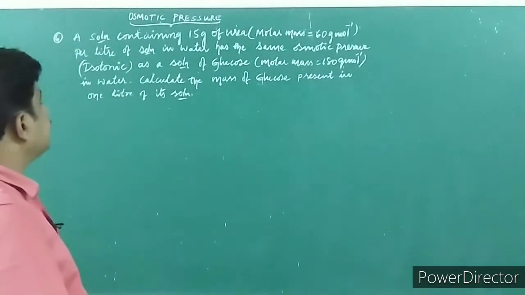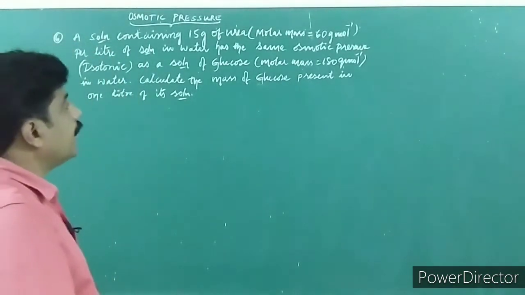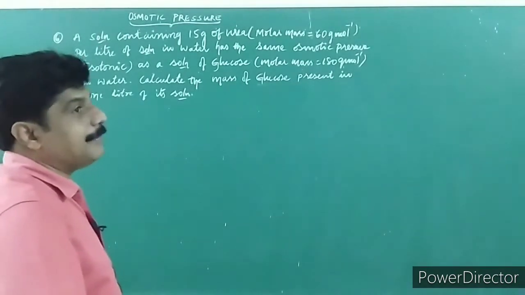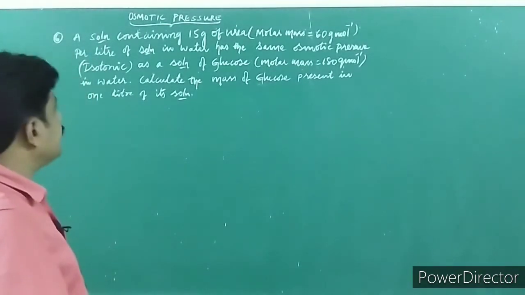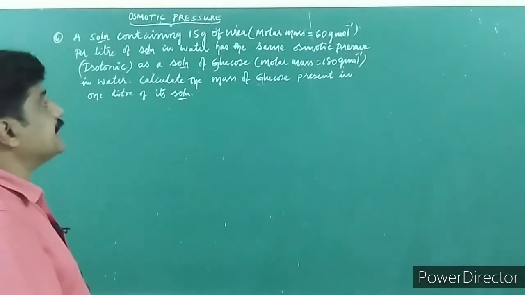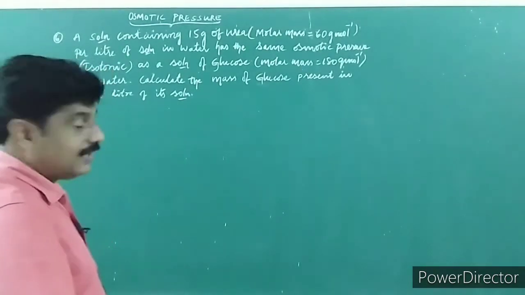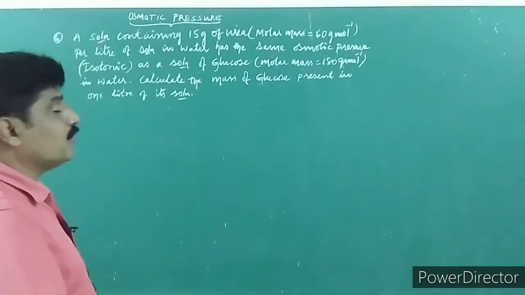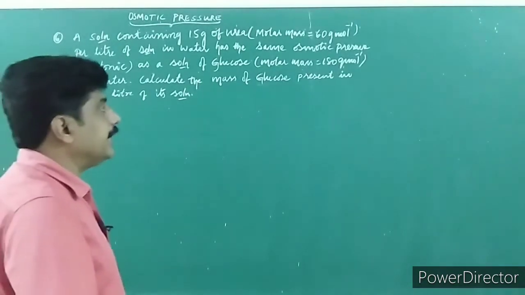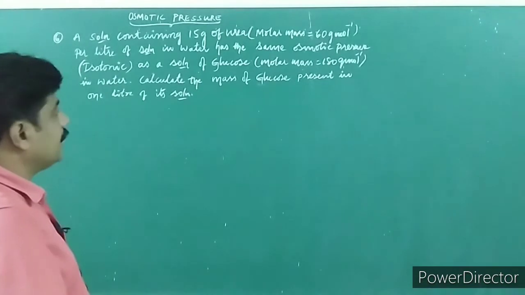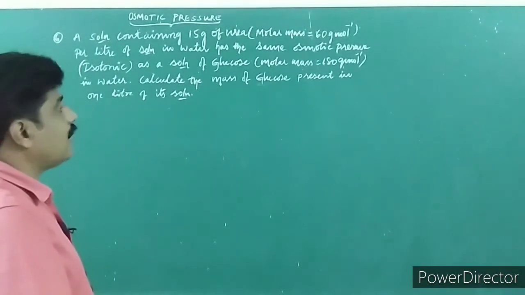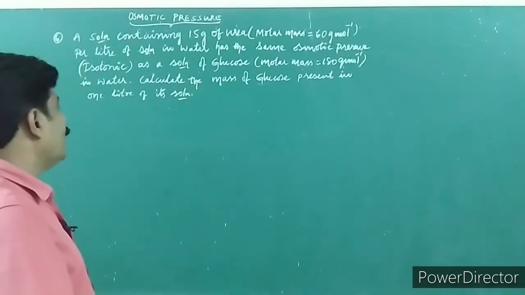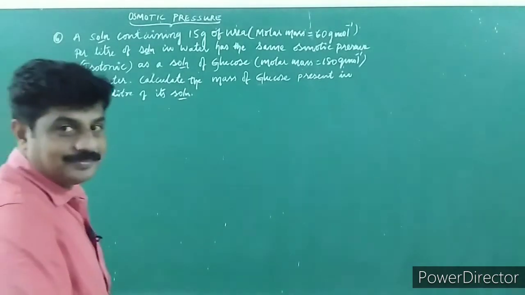A solution containing 15 gram of urea with molar mass 60 gram per mole per liter of solution in water has the same osmotic pressure, that is isotonic, as a solution of glucose with molar mass 180 gram per mole in water. Calculate the mass of glucose present in 1 liter of its solution.